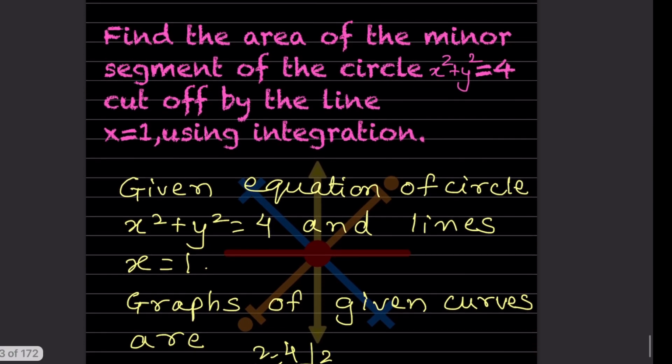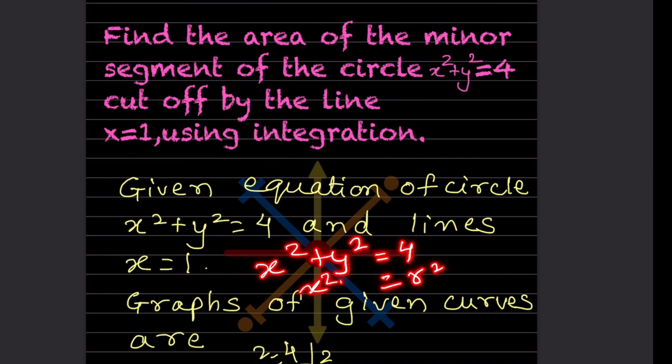So here: find the area of the minor segment of the circle x square plus y square is 4, cut off by the line x is equal to 1 using integration. So what is the equation given? Given equation of circle is x square plus y square is equal to 4 and line is x is equal to 1. That 4 is nothing but r square, the general form x square plus y square is equal to r square. So r square is 4, so r is going to be 2.